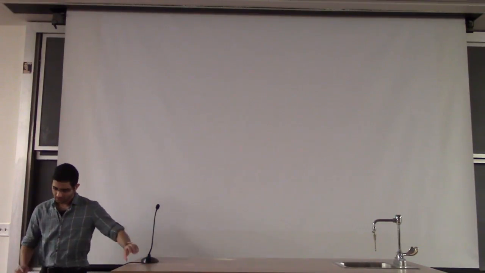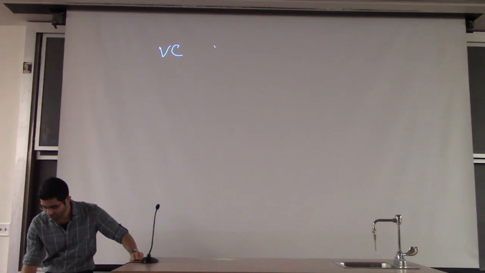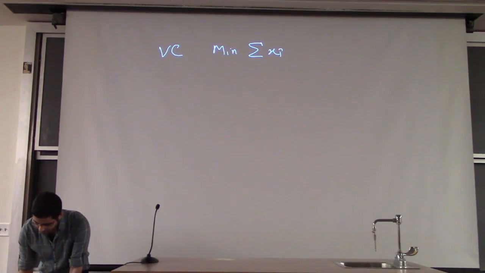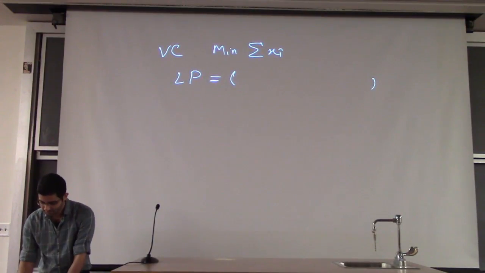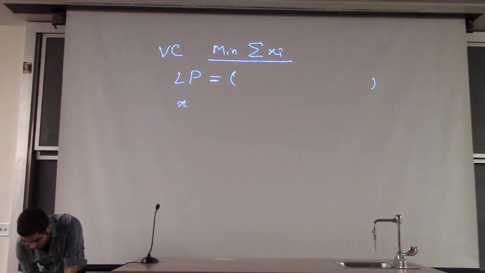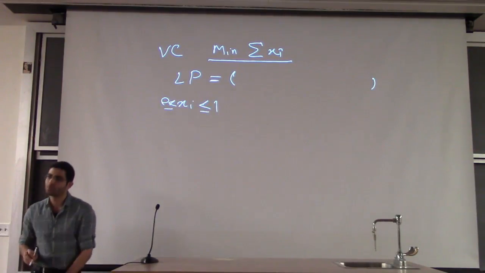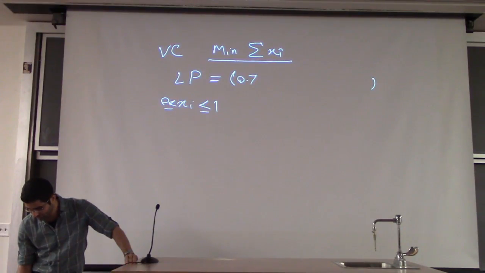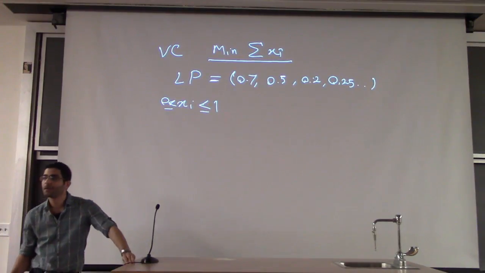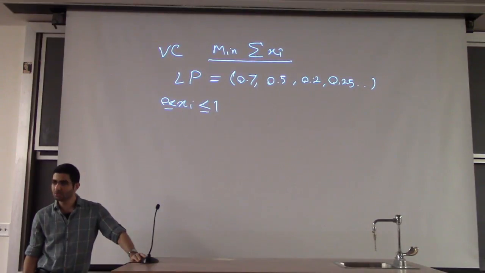So again, let's look back to the vertex cover problem. We want to minimize the summation of xi, yeah? And linear programming gave us an assignment to xi's that minimizes this summation. What's the assignment? We said that each xi should be between 0 and 1. So let's say we get 0.7, 0.5, 0.2, 0.25, and this, right?